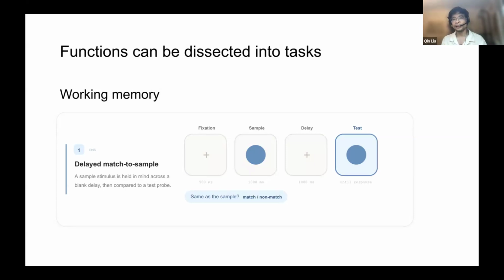But by varying the complexity of the sample images and the length of delay period, we can already test a great number of hypotheses, like how long can we hold the image of the item in our working memory, and how complex can our working memory be.